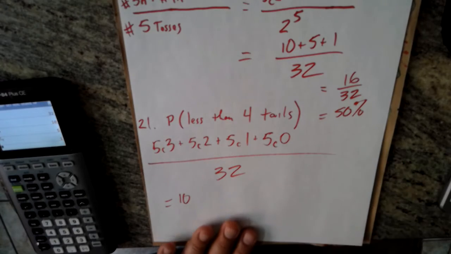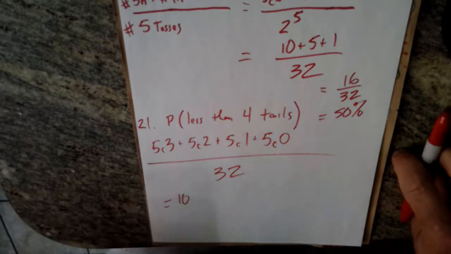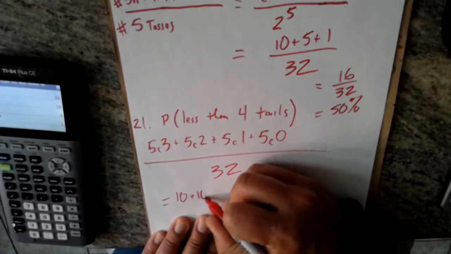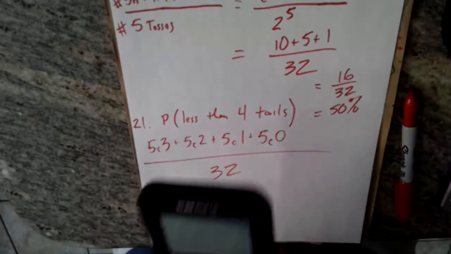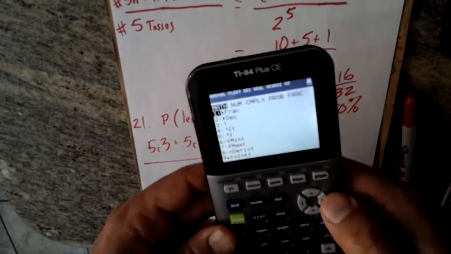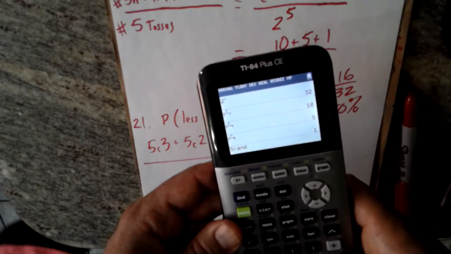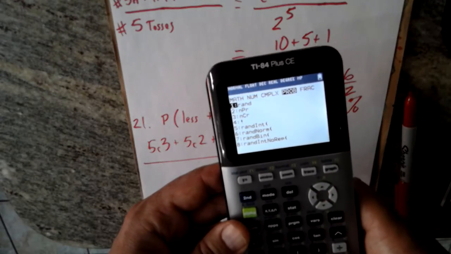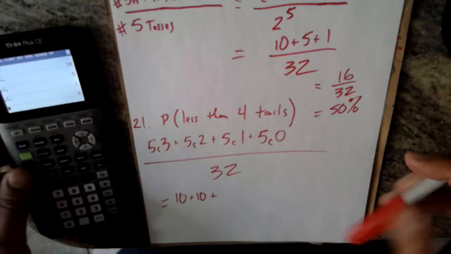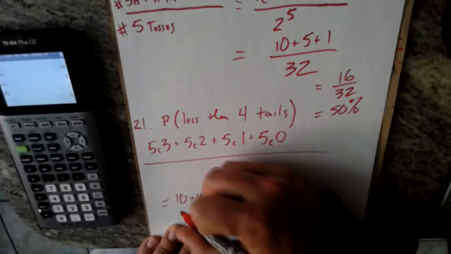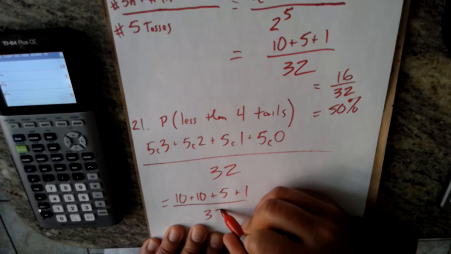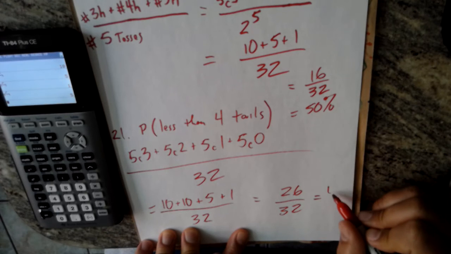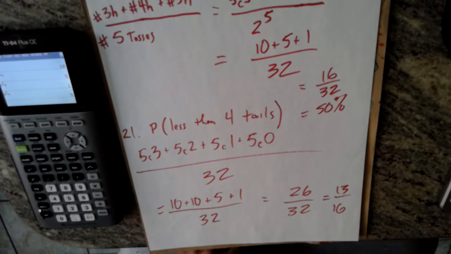So you get 10 for 5 choose 3. 5 choose 2 should be the same thing as 5 choose 3. We know that from the last one. 5 choose 1 is the same as 5 choose 4, but watch. So that's going to be 5 plus 1, and you get 26 out of 32, which the book writes as 13/16. I hope that helps.